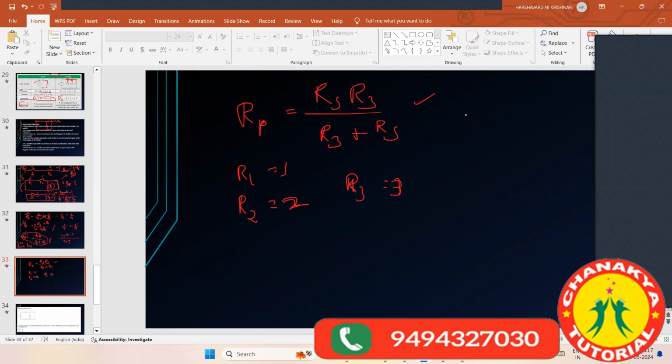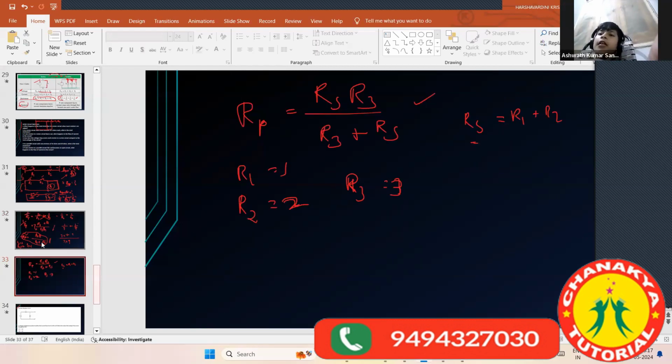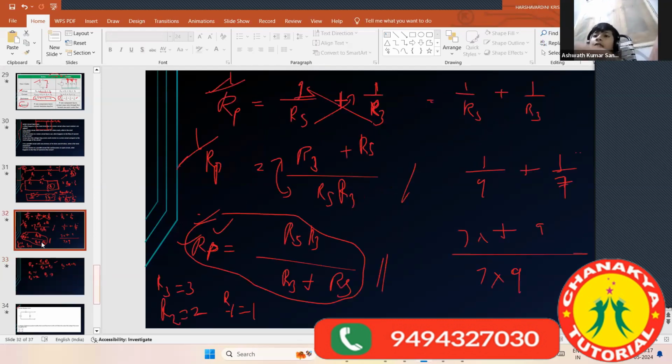RS is equal to R1 plus R2. You all did this step, I hope. Ma'am, it's RS into R3 by RS plus R3. Yes, ma'am, you wrote RS plus R3. Yeah, I explained this step, right? You did not, you people didn't listen to that step.